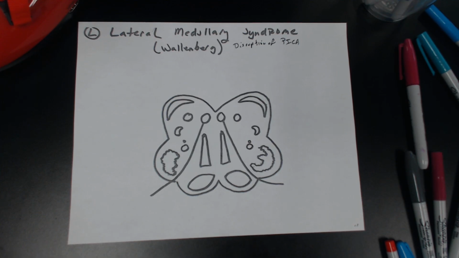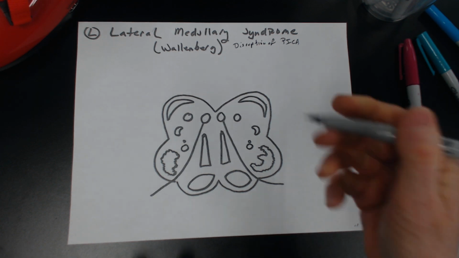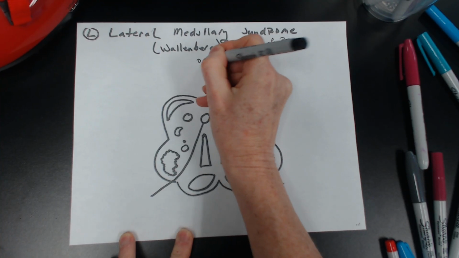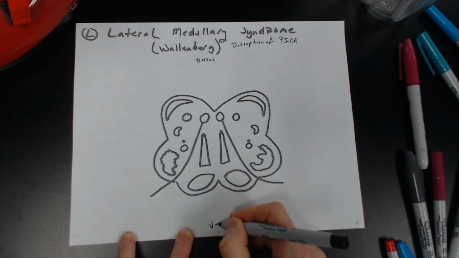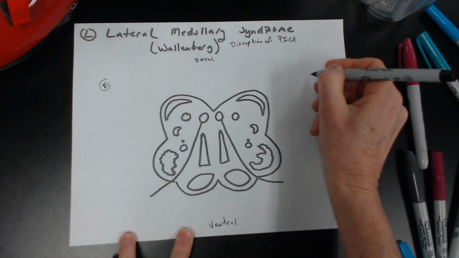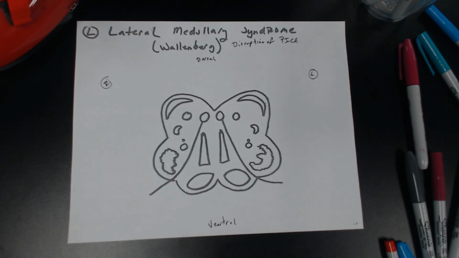Okay. Same cross section. So all I'm going to do is go through and quickly label things again, starting with the standard. So this is going to be dorsal. This is going to be ventral. That way you can tell left from right, which makes this the right side, and then this is going to be the left side.